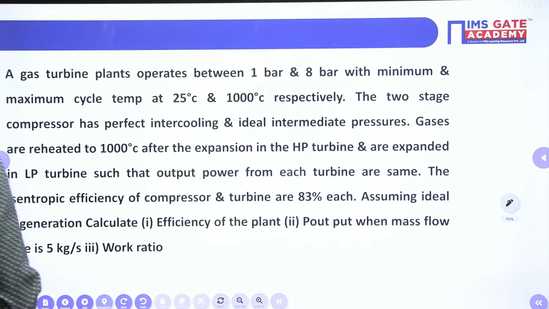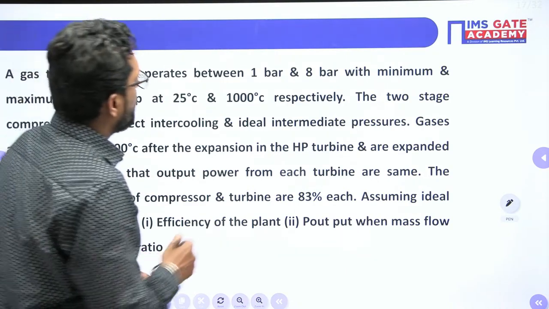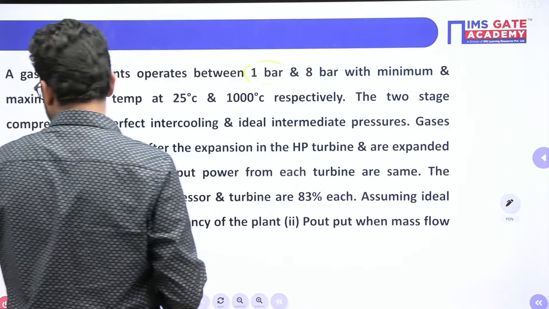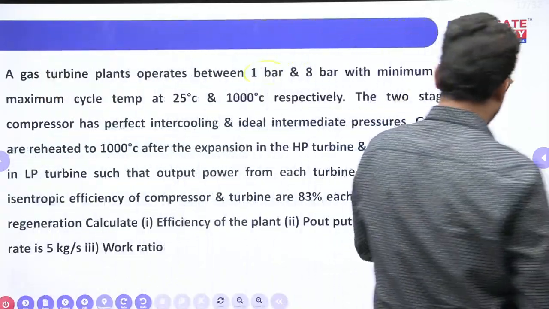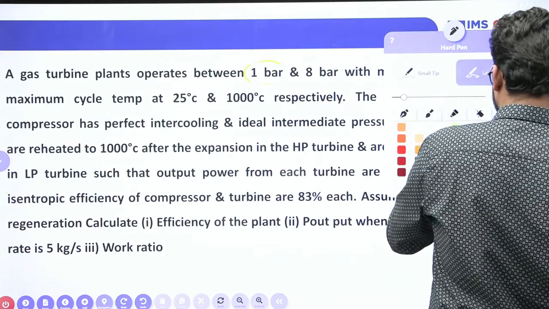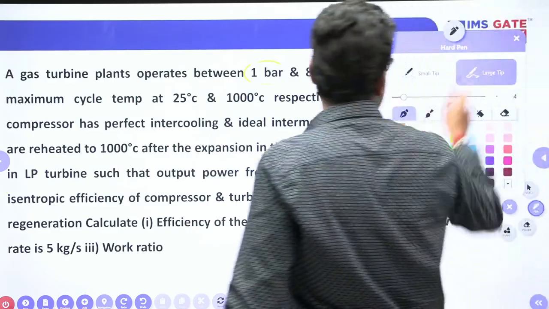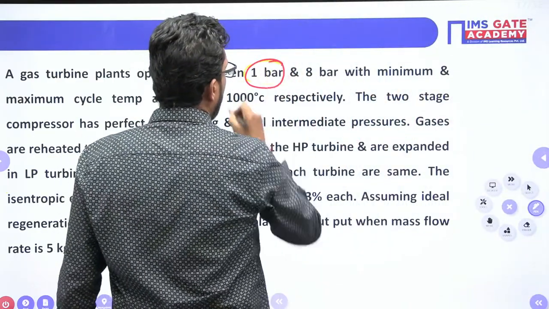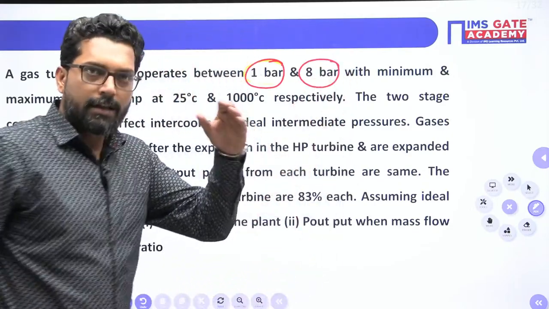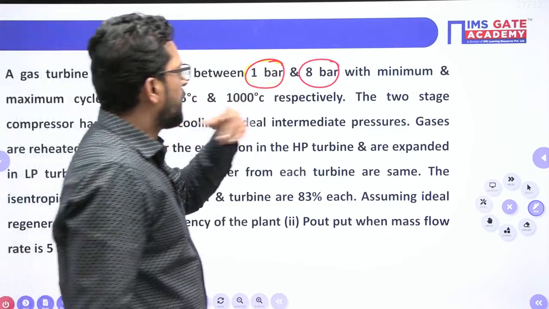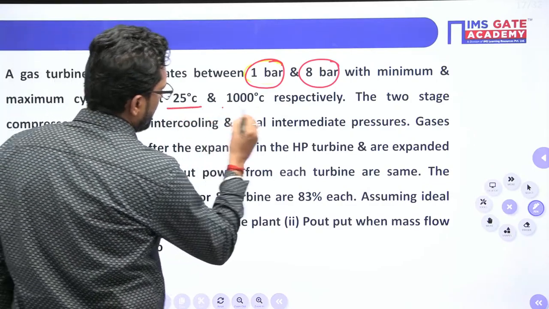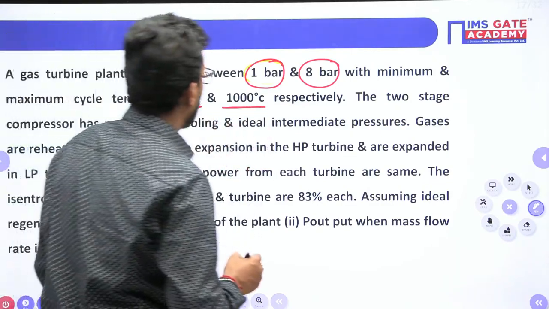See, a gas turbine power plant operating between the pressure limit 1 bar and 8 bar. So the turbine works between these two pressure limits with minimum and maximum cycle temperature. It is given, it is limited. Minimum is 25, maximum is 1000 respectively.